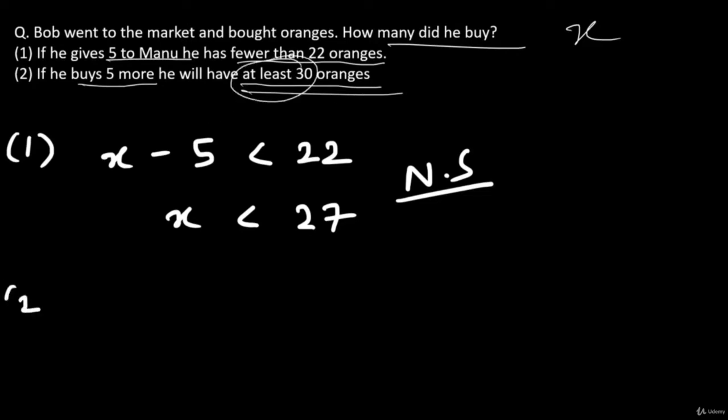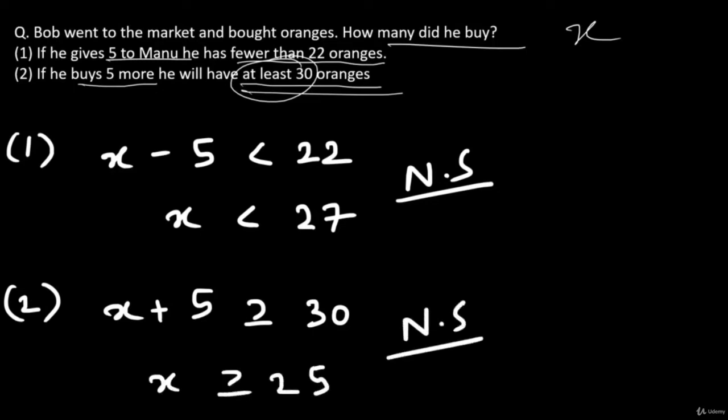So that means X plus 5 is greater than or equal to 30, right? Now this is greater than or equal to. That means X plus 5 can be 30 or 31 or 32 or 100. Alright, so therefore X is greater than or equal to 25. Again, it's not sufficient, right? You can have the value of X as 25 or 26 or 27 or anything greater than 25 or 25 itself, right? So statement 2 alone also is not sufficient.